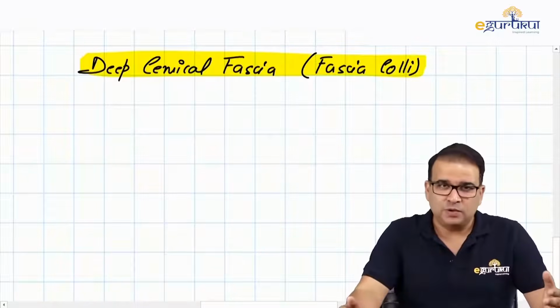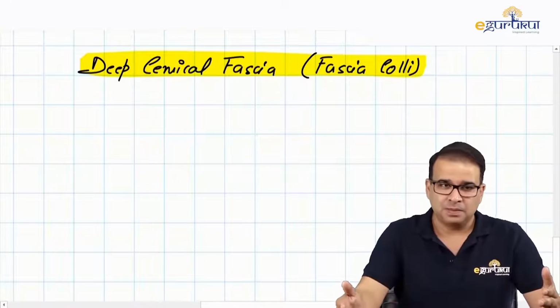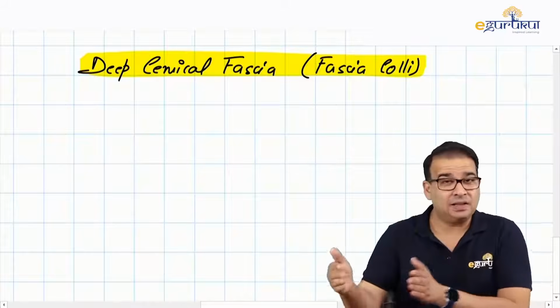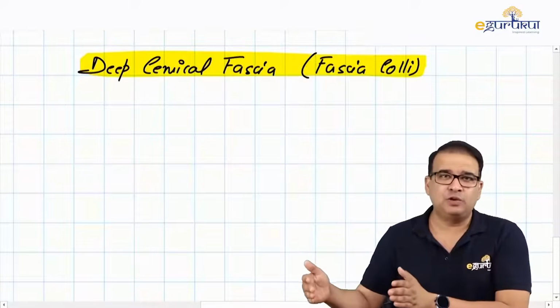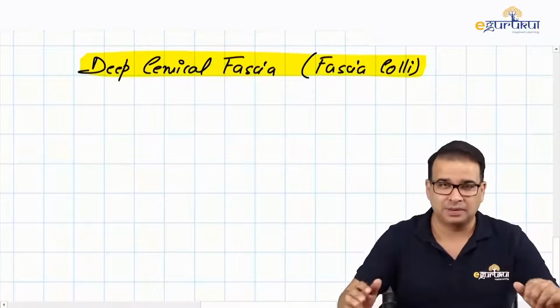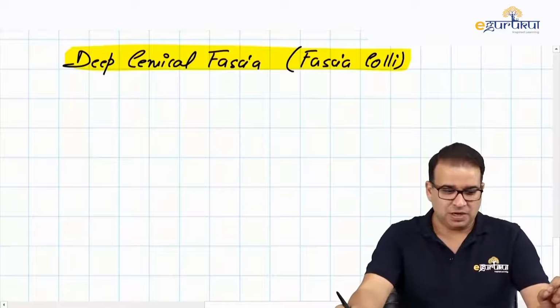And it is imperative to understand the deep cervical fascia before we go any further in head and neck, because now knowing the cranial nerves, once you know the deep cervical fascia and the blood vessels, then we'll be in a very, very good position to talk about the triangles of the neck in detail and understand them rather than mugging them up.